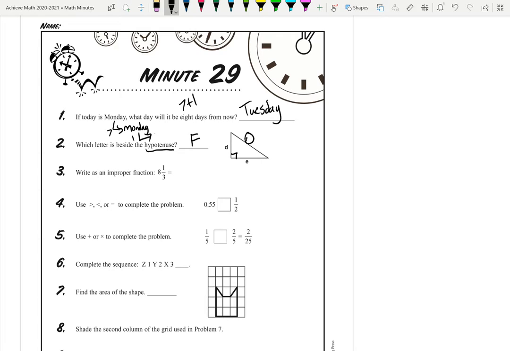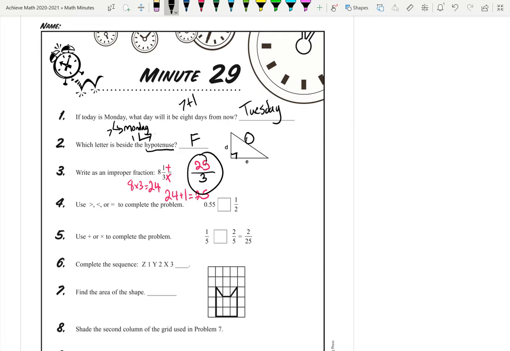hypotenuse. Number 3, writing an improper fraction is when you multiply the mixed number by the denominator and add it to the top. So I'm going to do 8 times 3 is 24. And I'm going to add 24 to 1 to get 25. So it's going to be 25. And as we add and subtract, the denominator stays the same.